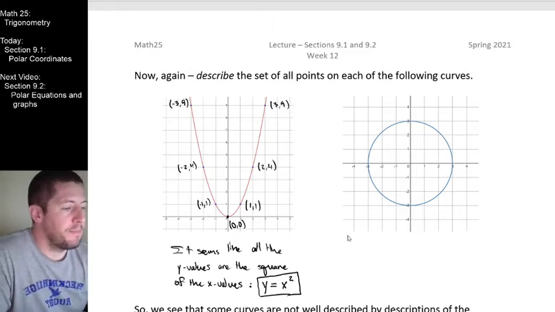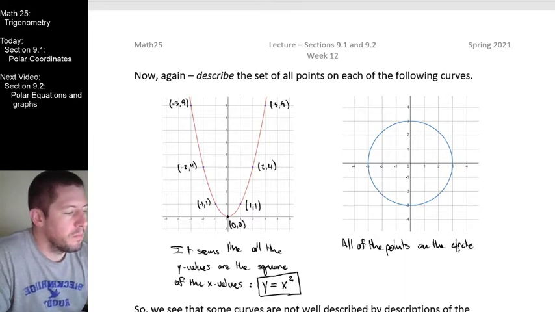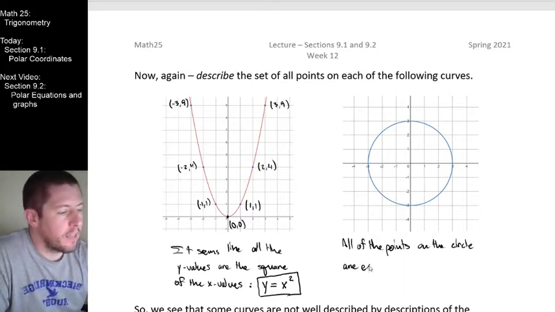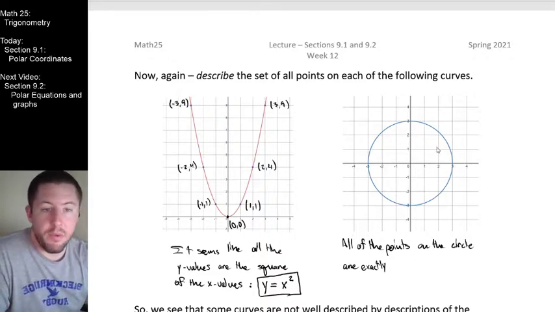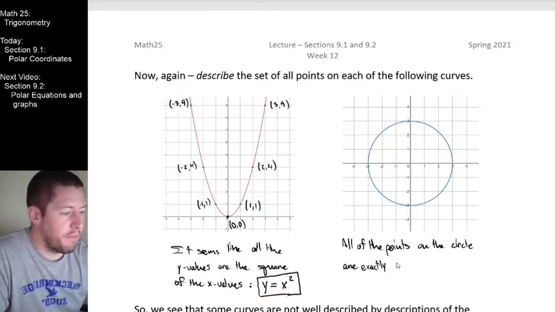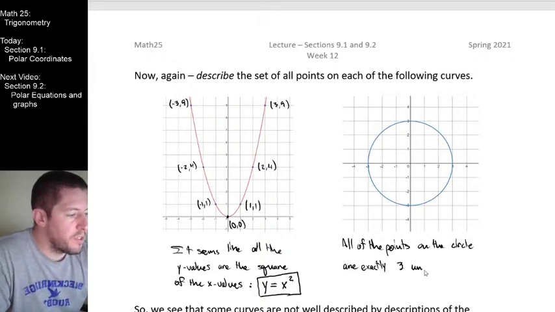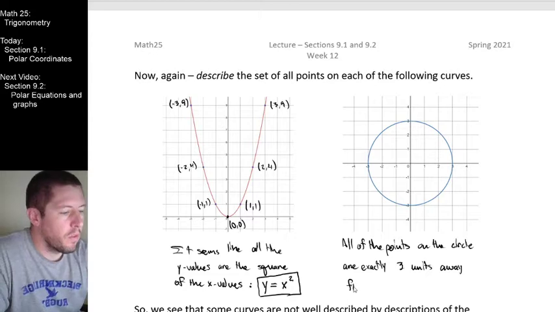And I would say here that all of the points on the circle are exactly, and let's see here, this is a 3 right here, 3, negative 3, negative 3. They're all exactly 3 units away from 0, 0.